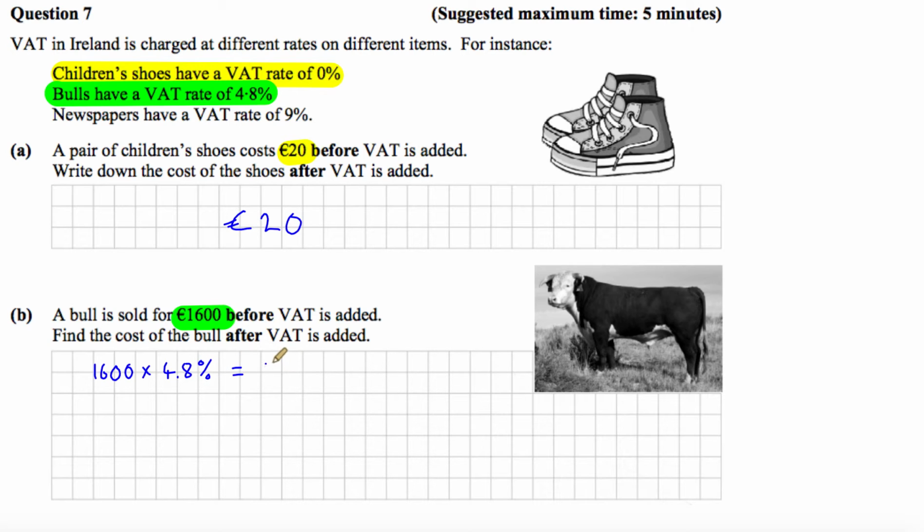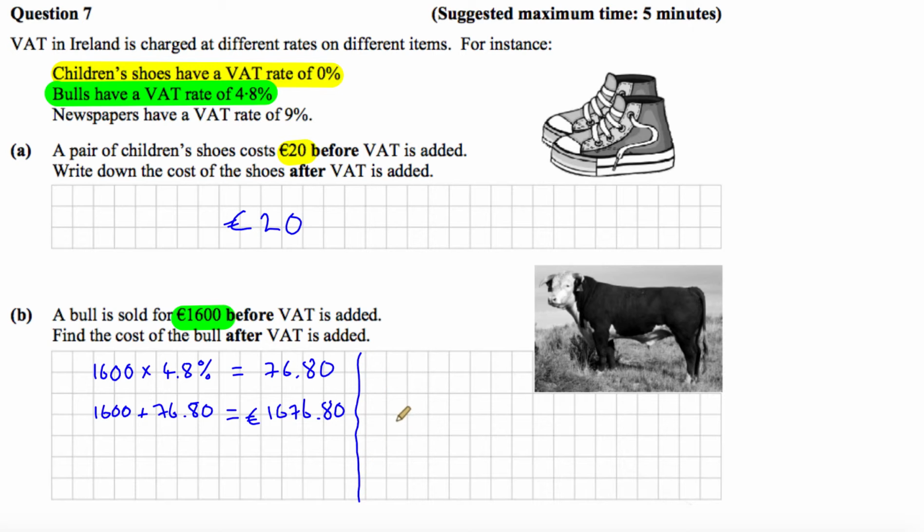And that gives you 76.80. So that's the 4.8%. And then you can just add that onto the 1,600 because it's value added tax, it's added on. So 1,600 plus 76.80, and that gives us €1,676.80. So that's one way to do it.